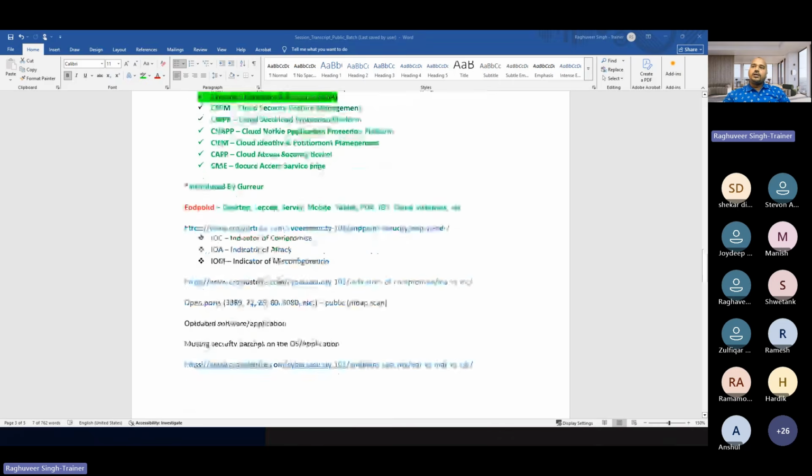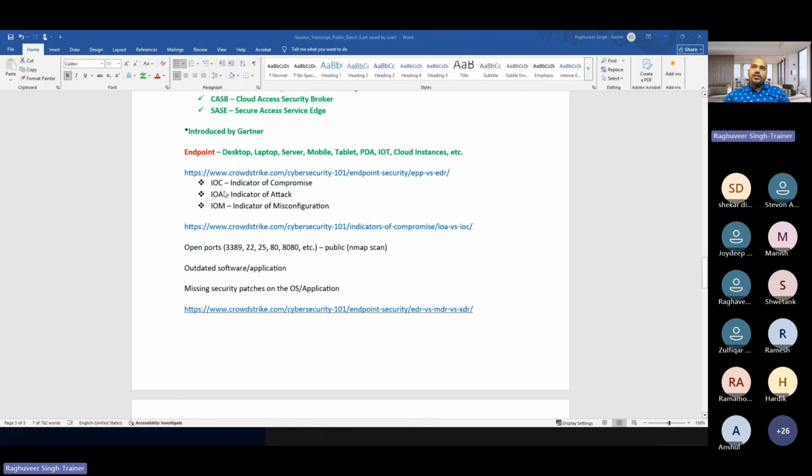Now I'll share these URLs. Before I share these URLs, I'll quickly explain this part. So what are indicators of compromise? Indicators of compromise basically means any attempt to compromise a system.